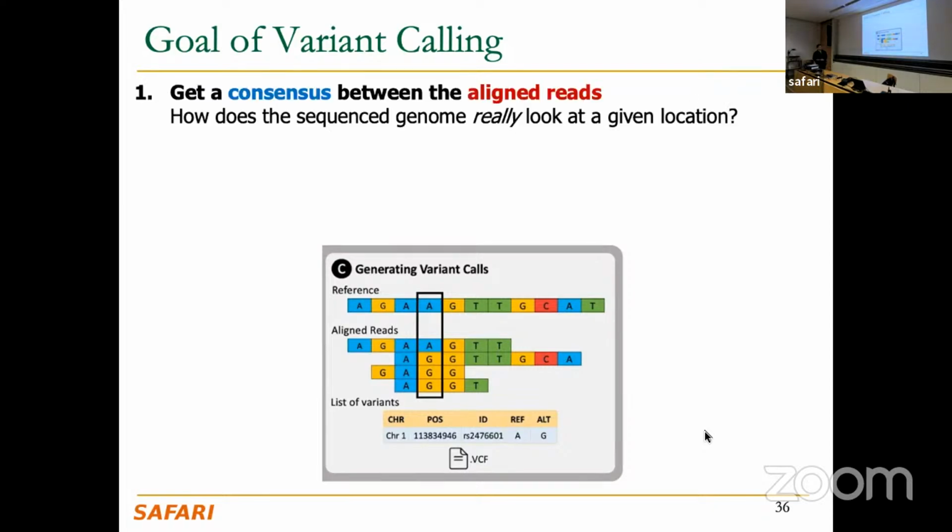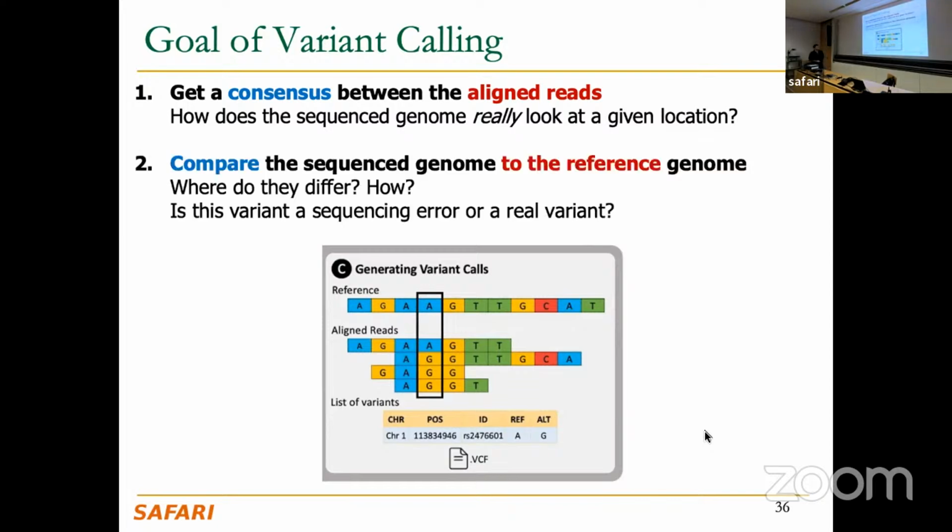So to do this, we do variant calling. At a high level, what variant calling is: you align your reads, you map your reads to the reference genome, and you get a consensus of what each read is telling compared to what the reference genome is telling at a particular position. So this is the high-level step that we're doing.